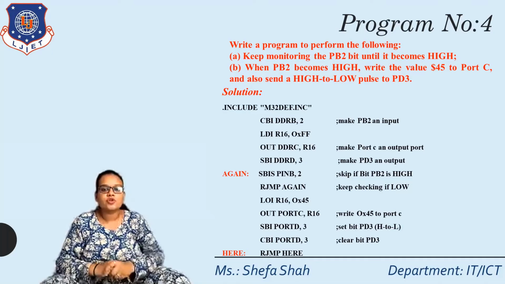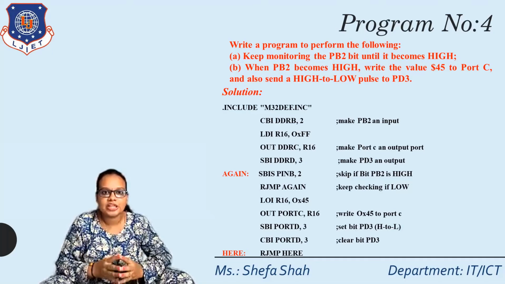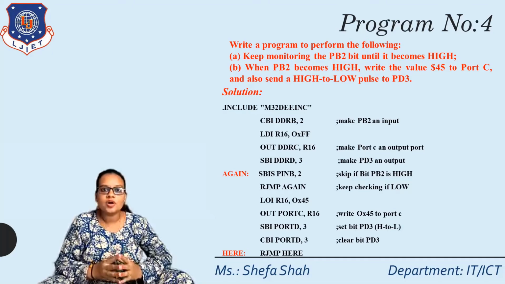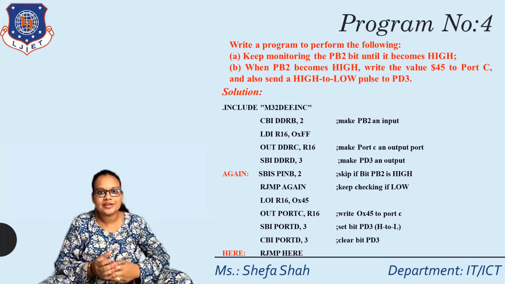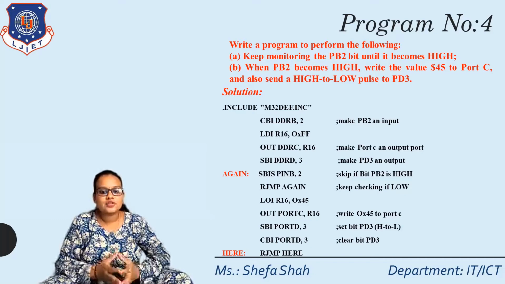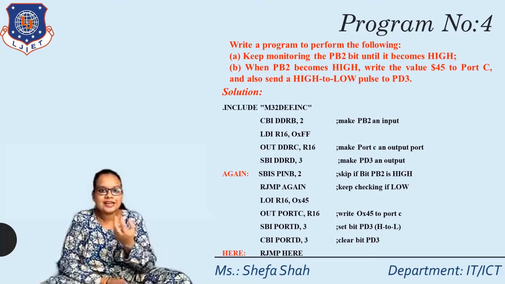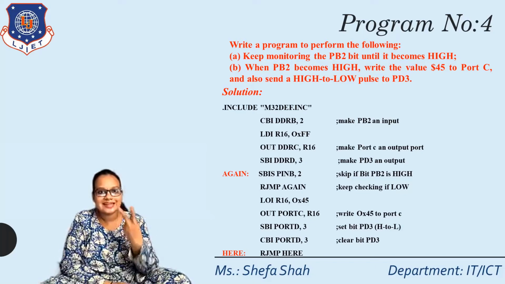First of all, we need to check that particular PB2 bit. So port B second bit will work as an input. So we need to give 0 on the PB2 bit. The first instruction is CBI DDRB comma 2. That means in the DDRB register, the second bit of port B is cleared. That means it will work as an input.